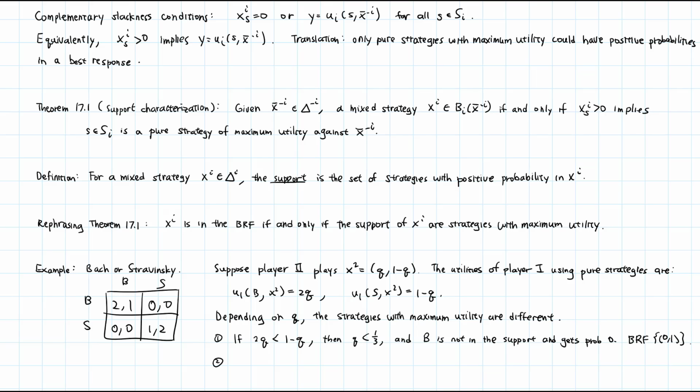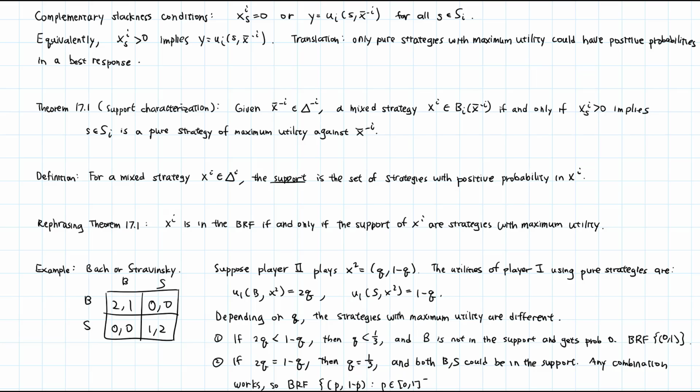In the second case, suppose we want both options to have the same utility, so 2q is equal to 1 minus q. That means that q is equal to 1/3. This means that both Bach and Stravinsky can be in the support, and both of their probabilities can be non-zero. Any combination works and will satisfy the support characterization theorem. So the best response function will include all possible probability distributions between these two strategies.